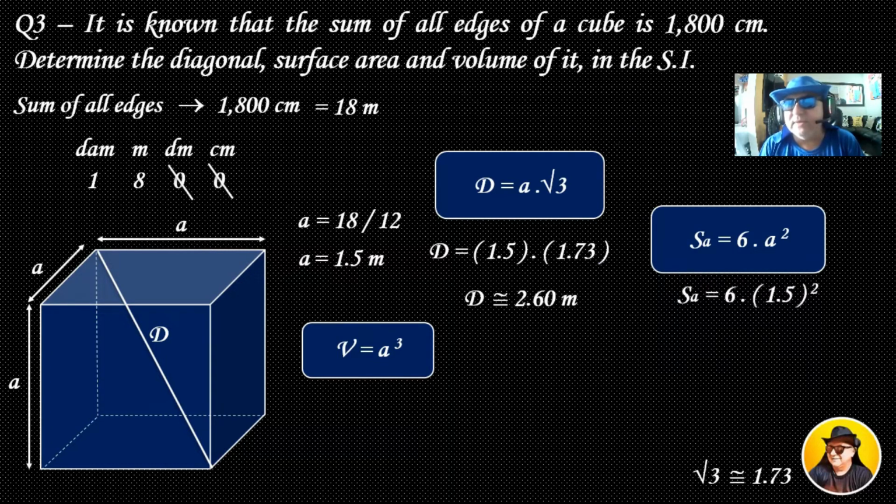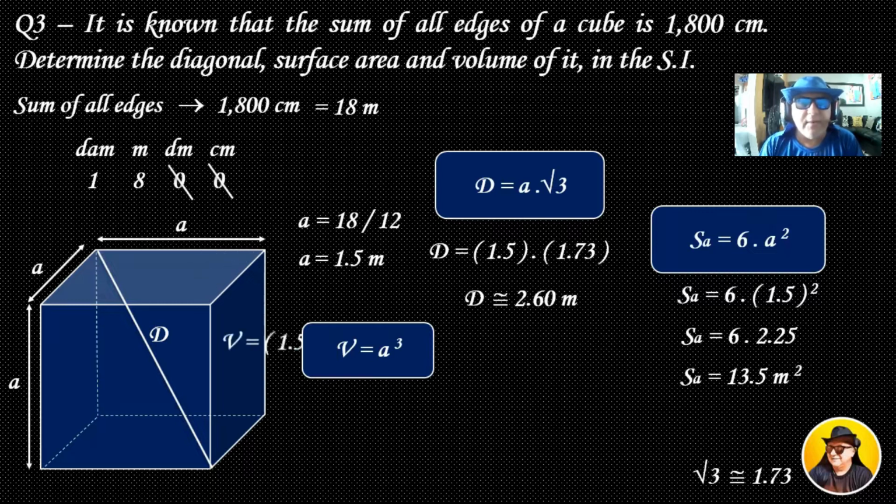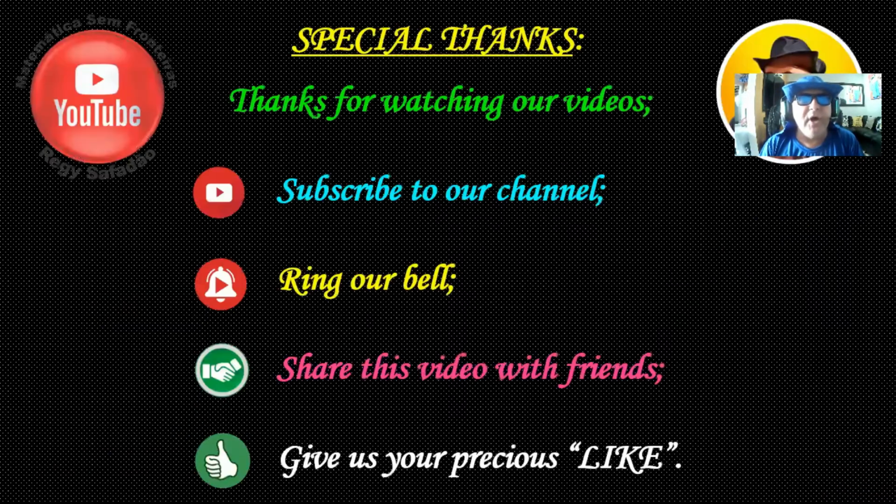And the surface area, 6 times 1.5 squared. Well, 1.5 times 1.5 is 2.25, times 6, so the surface area is 13.5 meters squared. And the volume? Volume is 1.5 cubed, 1.5 times 1.5 times 1.5. So it is 3.38 meters cubed. Okay, so we have finished the 3 questions we were asked to do.